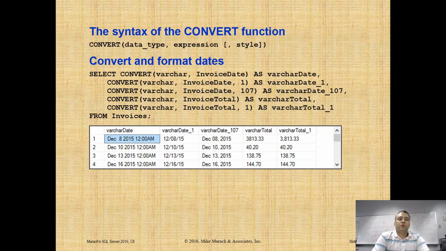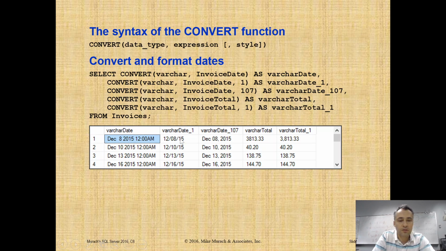All right, the convert function is similar, but it also allows for style. Styles are encoded. I don't think there is any intuitive way to remember those codes, so it's just something that you look up, I guess. So convert varchar invoice date as varchar date. We are converting varchar to string format, and we are converting the invoice date column. And the result is right here.